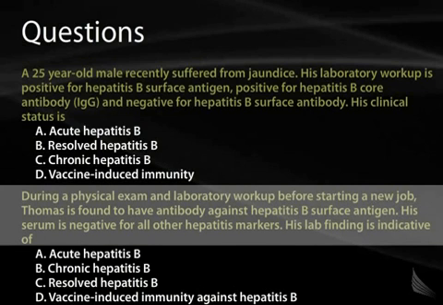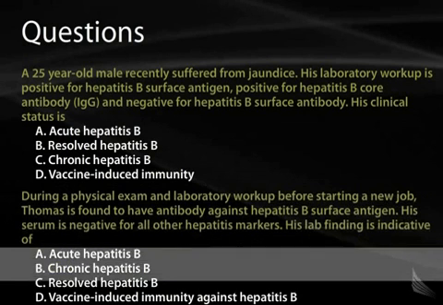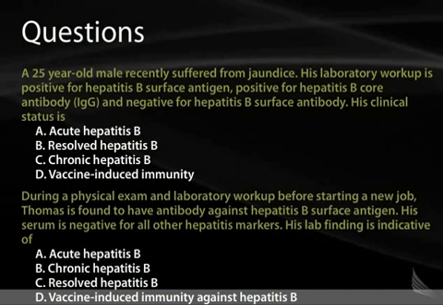Next question. During a physical exam and lab workup before starting a new job, Thomas is found to have antibody against hepatitis B surface antigen. His serum is negative for all other hepatitis markers. His lab finding is indicative of... When you vaccinate people against hepatitis B, you expose them to surface antigen in small amounts. That allows them to make antibodies against surface antigen. So you don't ever see the surface antigen again, but you do see the antibodies against it. Since you've not been exposed to any other hepatitis antigens, you won't have any other serology. And so this is an example of vaccine-induced immunity against hepatitis B. Thomas should be fine in his new job.